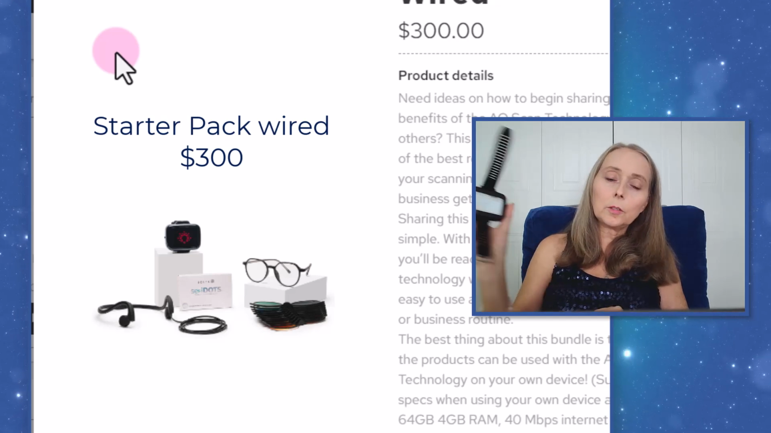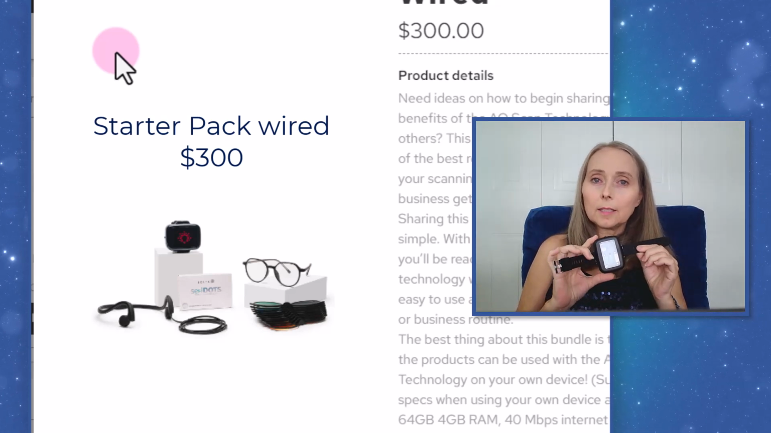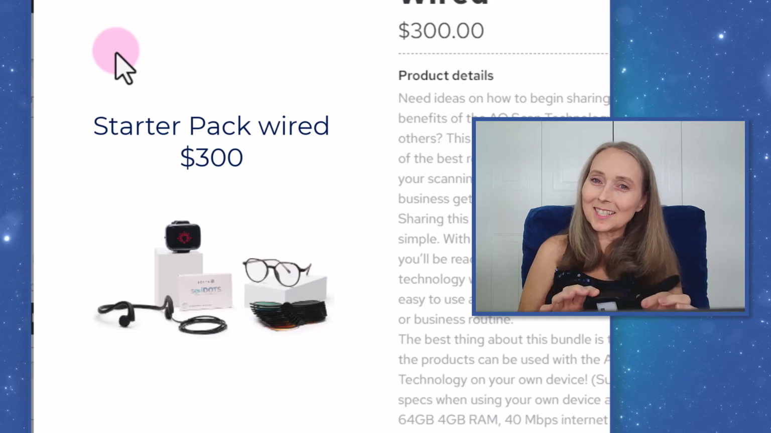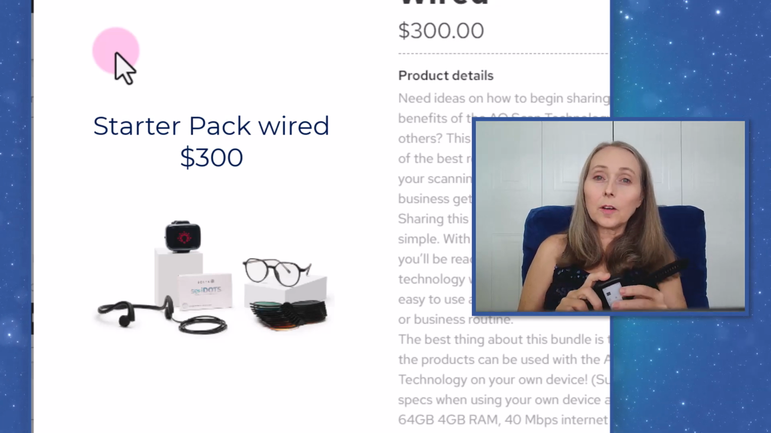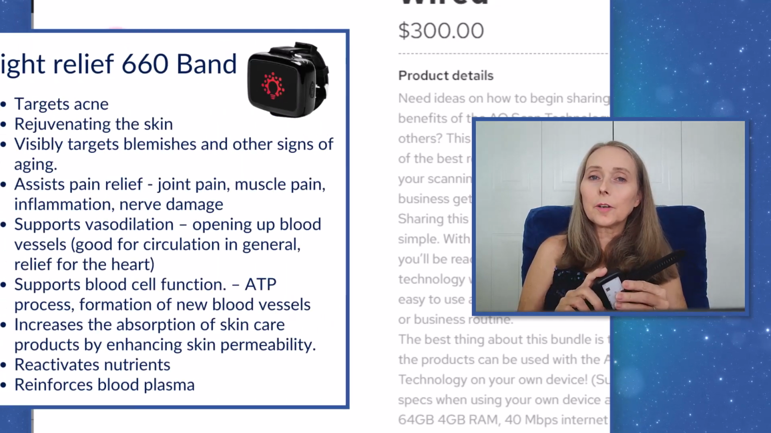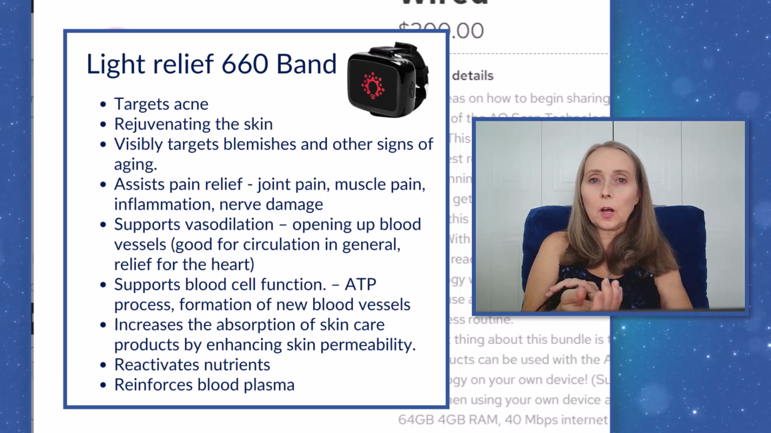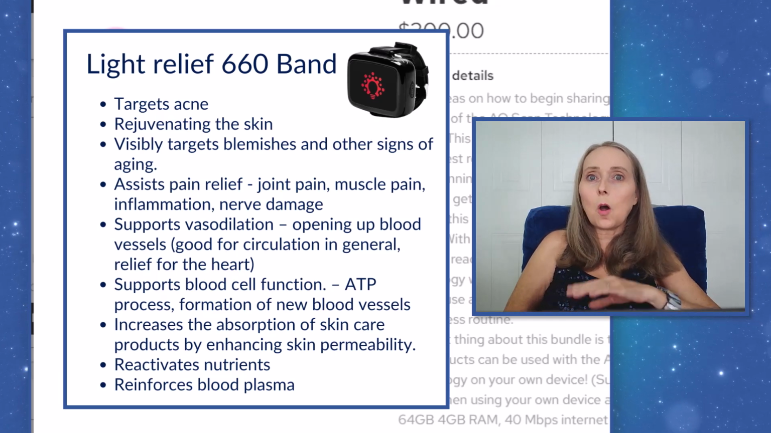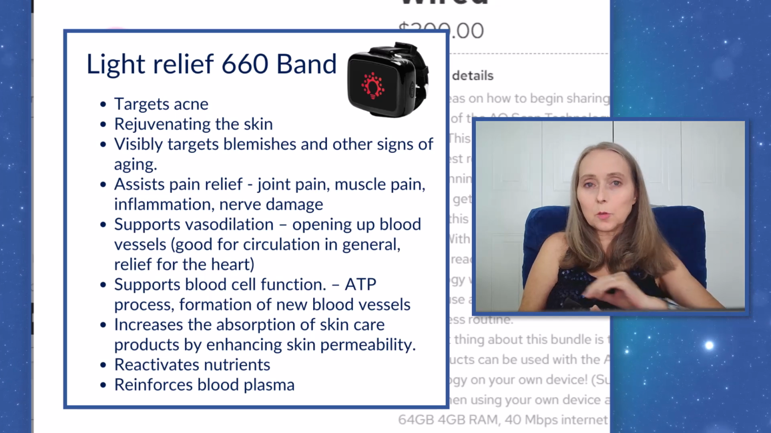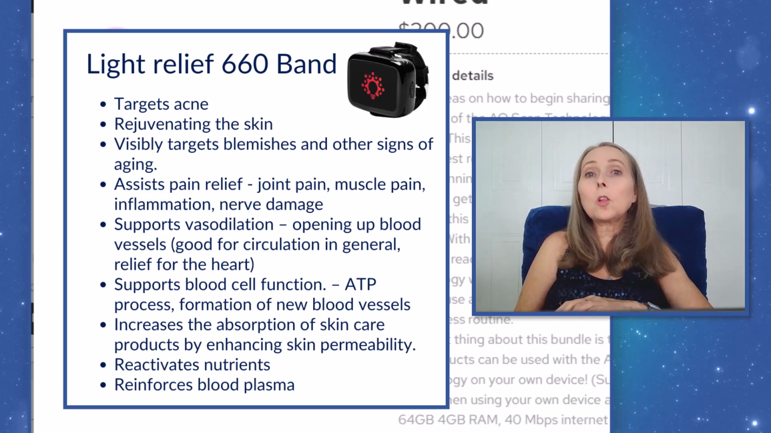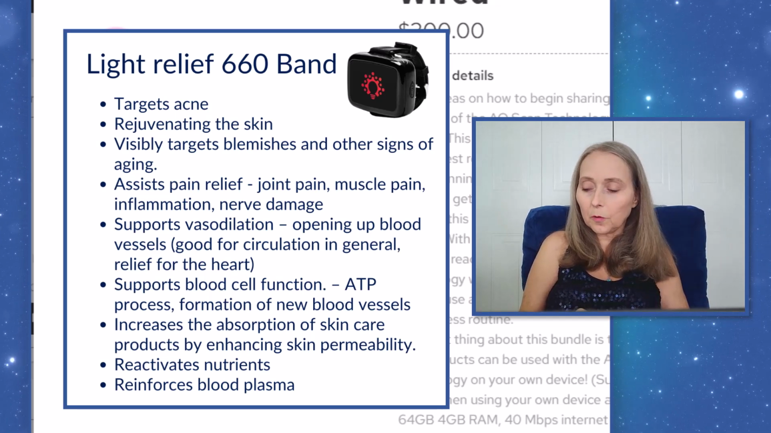The second thing that is included, that I already talked about, is that 660 band, and it has a lot of benefits. It's good for cardiovascular health. When you wear it on your wrist, it's going to take 7 minutes for all of the blood from your entire body to pass through it. I'll put all the benefits on the screen for you to take in.